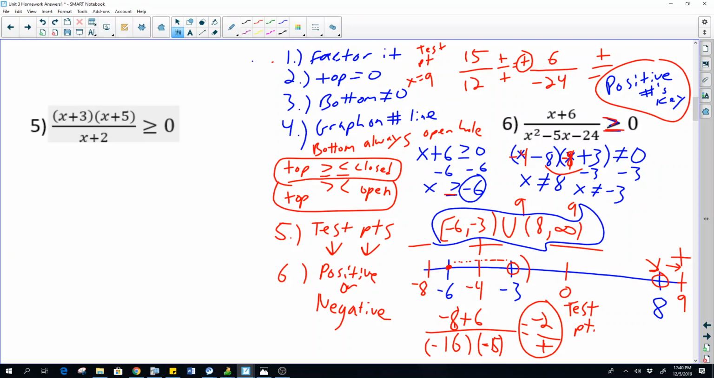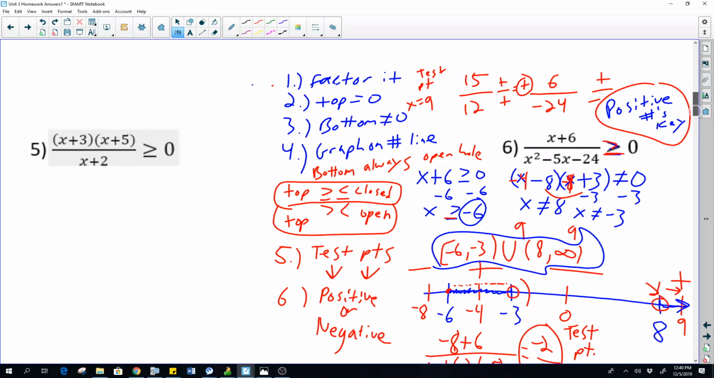Okay, so there's our answer, -6 to -3. So that's basically shading from this guy to this guy, and then shading from this guy to the right, to infinity, positive infinity forever. Cool. So that's how we do these amazing rational inequalities.